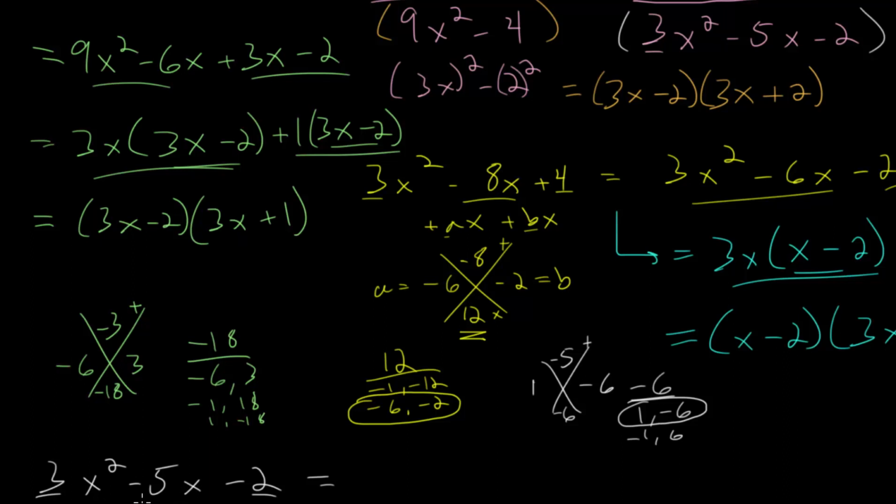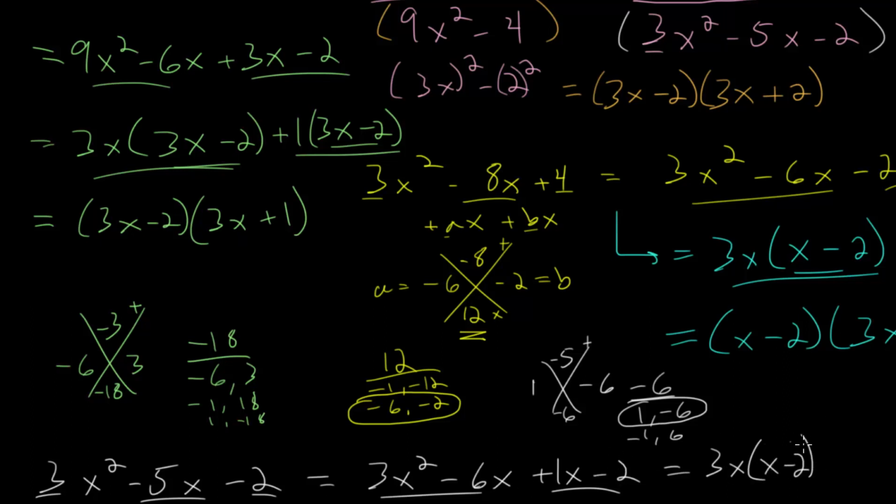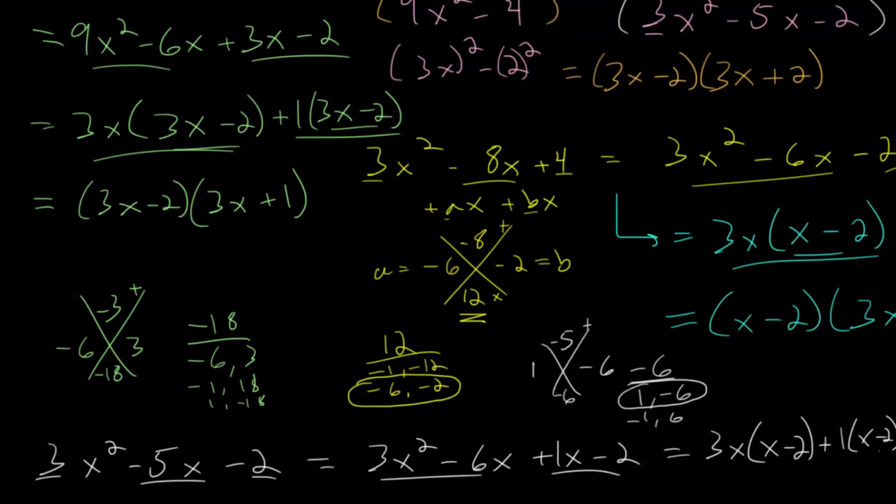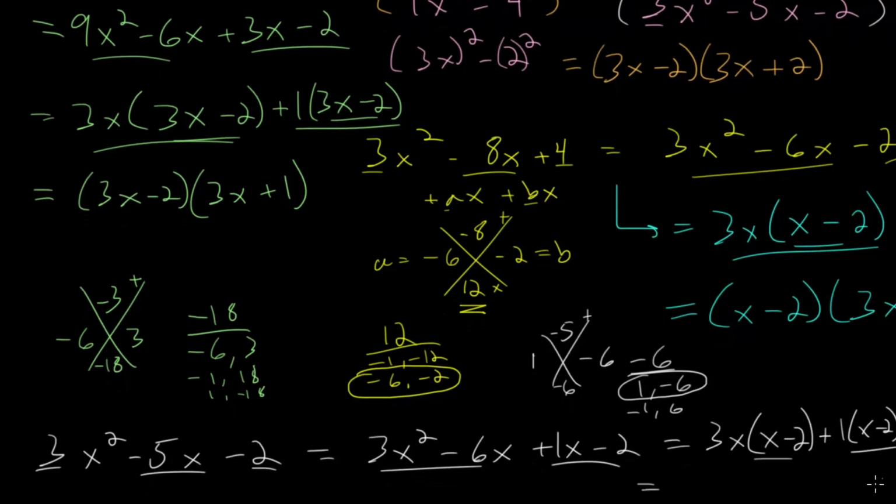We can break up this middle term here into minus 6x plus 1x minus 2. And notice that we can now pair them. We can use the grouping method. From the first two, we can pull out a 3x, so that we're left with x minus 2. And from the second pair, we can't pull anything out except for 1. And we will have x minus 2 in parentheses. We can now factor x minus 2 out from each of these two terms, so that we get x minus 2 multiplied by 3x plus 1.